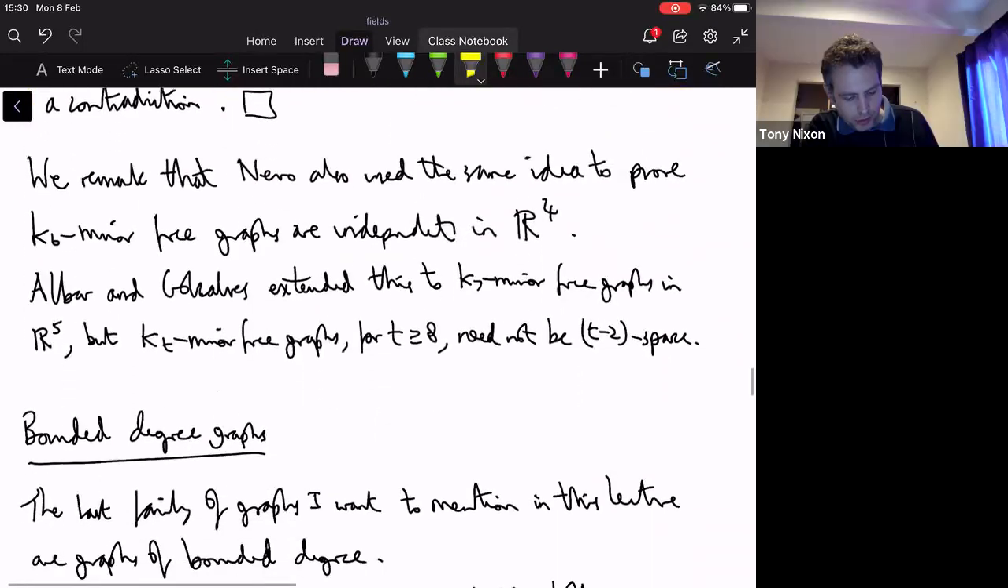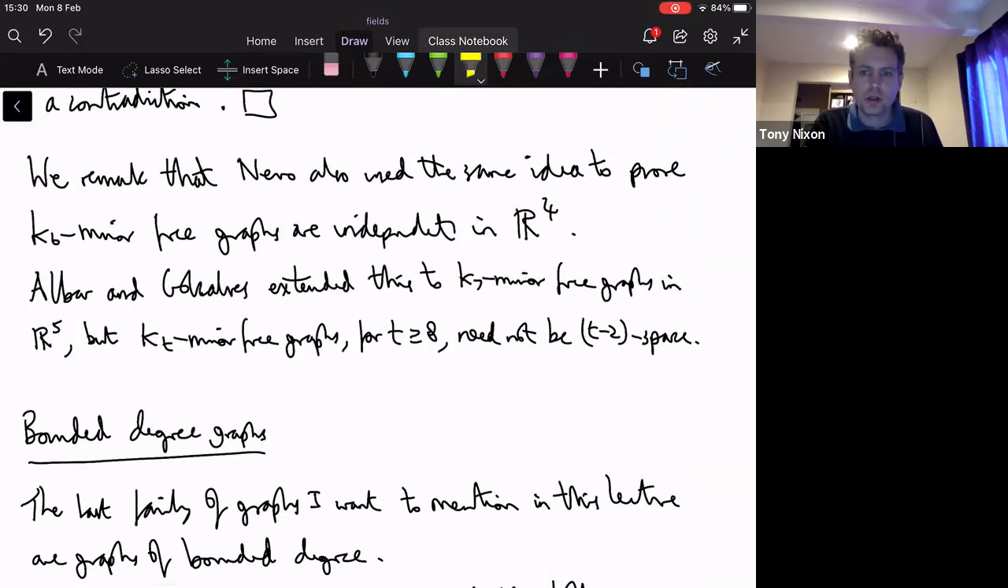Okay, so let me briefly remark that Nevo didn't just prove a 3-dimensional result, he also looked at K6 minor free graphs in R4. And it occurs to me that this is telling me what the bounded Mader's theorem must be, because I also say here that Albar and Gonsalves in 2017 dealt with K7 minor free graphs in R5. So K7 minor free graphs must be okay. So that tells us what the T was above.